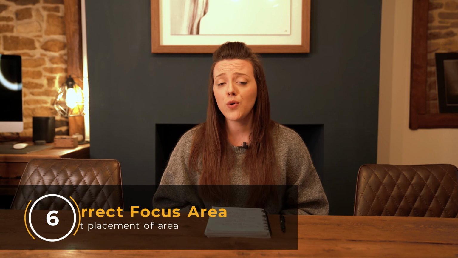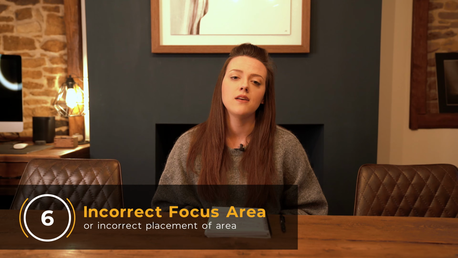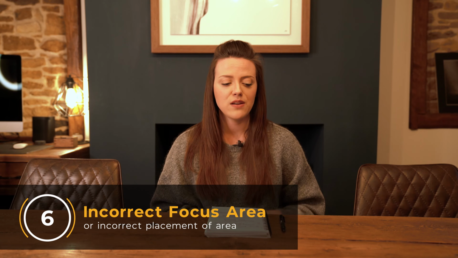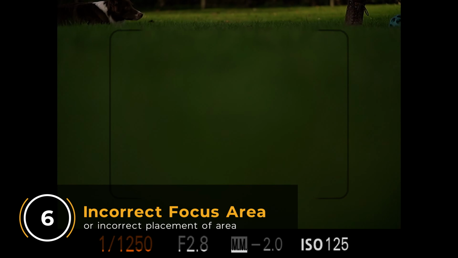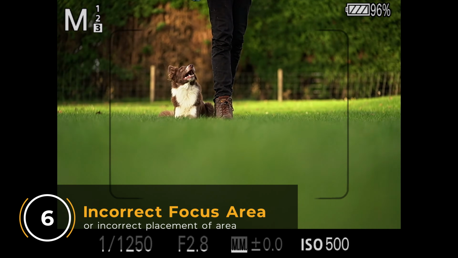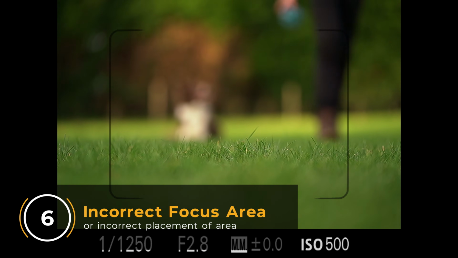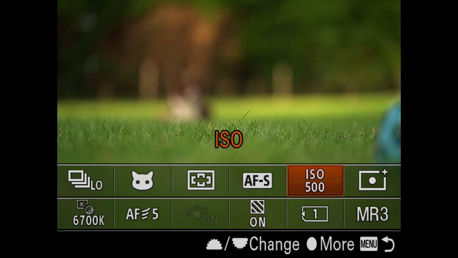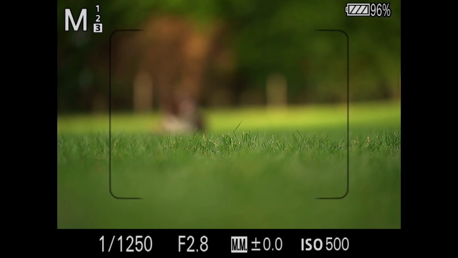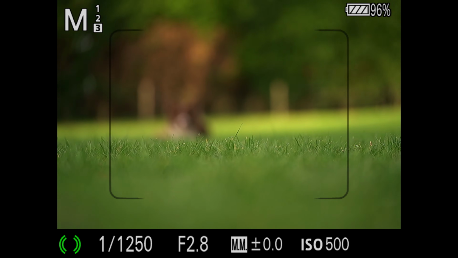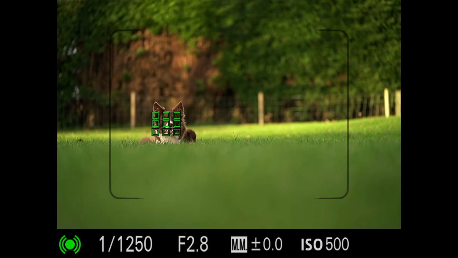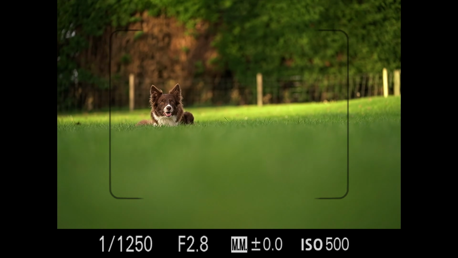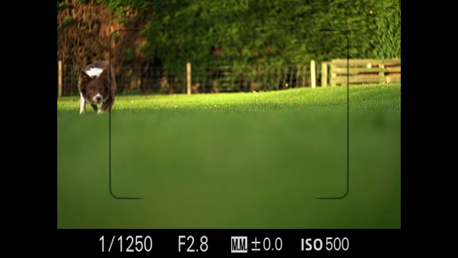The next reason that your photographs may be blurry is if you're using the wrong focus area or you're not controlling the focus area enough. So that comes down to whether you're using the wide area mode, whether you're using a 9 focus point method that kind of focuses on a group and then moves it, whether you're using the autofocus mode. So basically what that does is the camera picks what you want to focus on and then it tracks it, but that's not always accurate.